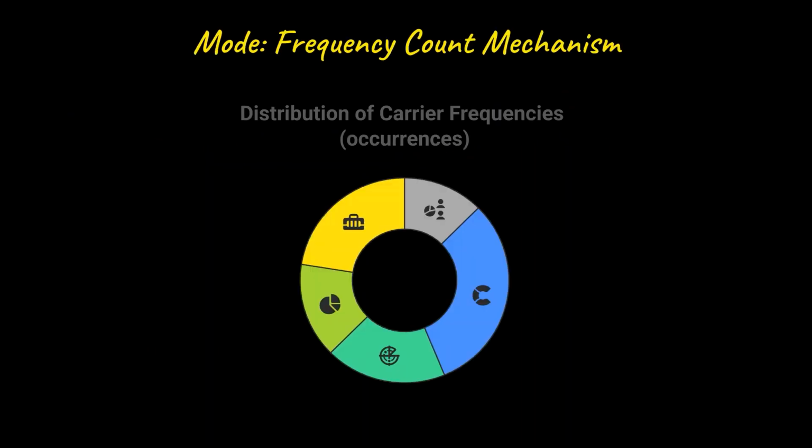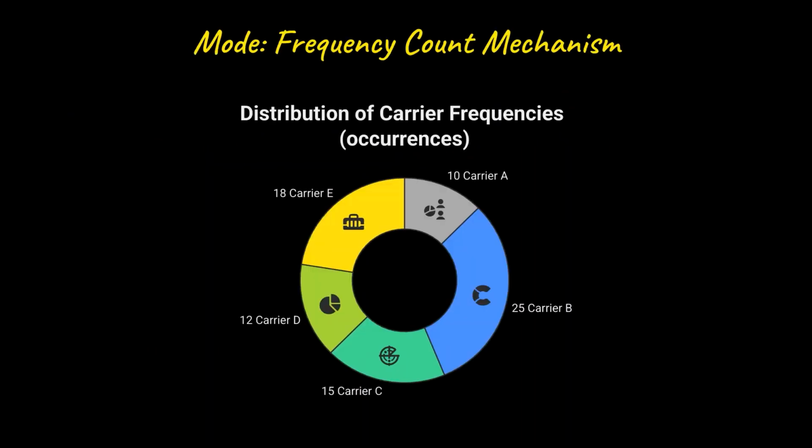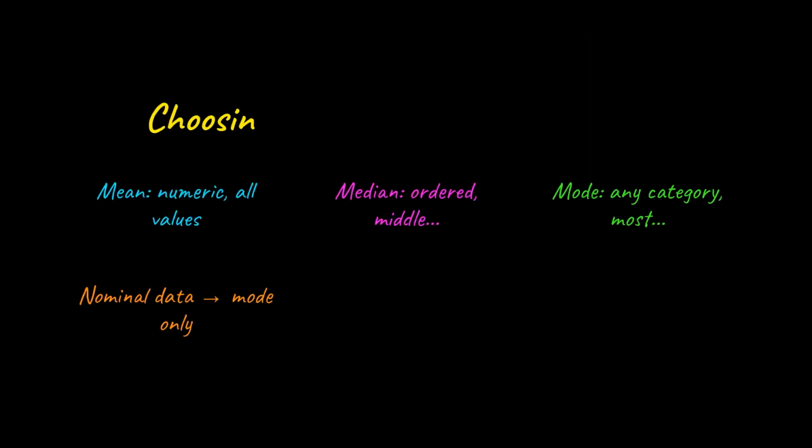The frequency count mechanism is straightforward. Tally each unique value and find the highest count. A dataset can be unimodal with one peak, bimodal with two equally frequent values, or multimodal with three or more. In some datasets, every value appears once and no mode exists. Visually, the mode is simply the tallest bar in a frequency chart. For a column of insurance carrier names, whichever carrier name appears most often is the mode. No math beyond counting required.